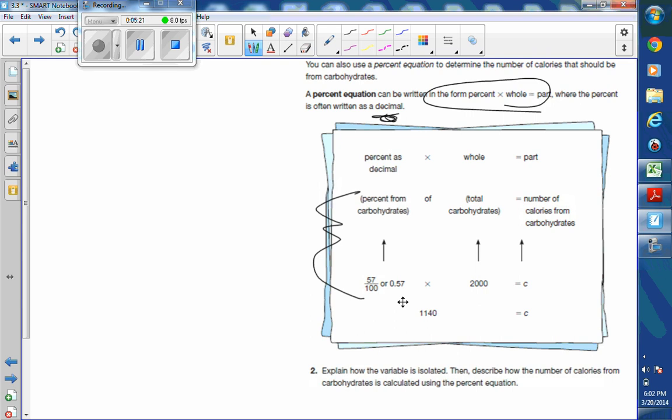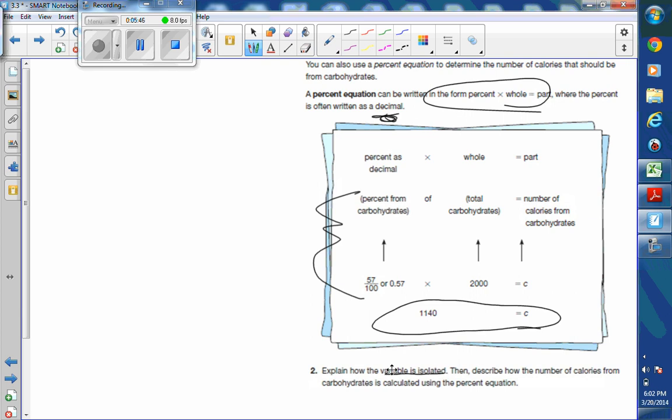And if you multiply 0.57, 57 hundredths, times 2,000, you again get your calories for carbohydrates of 1,140. So again, on this question, it says explain how the variable is isolated. Then describe how the number of calories from the carbohydrates is calculated using the percent equation. Well, I guess it's kind of a trick question.